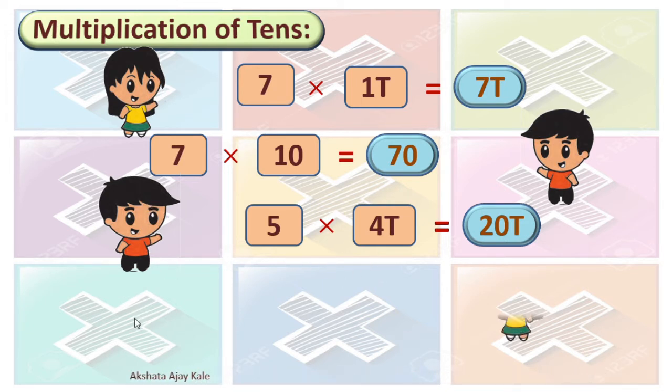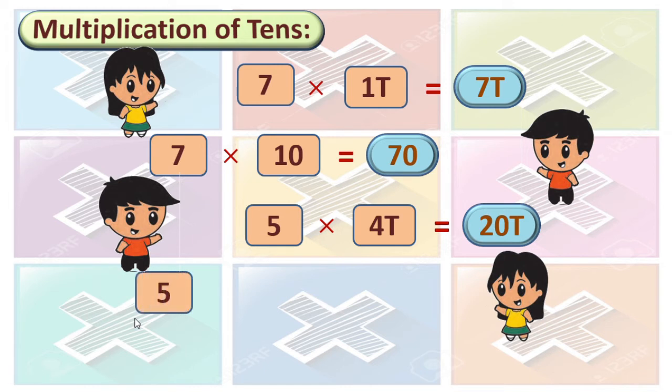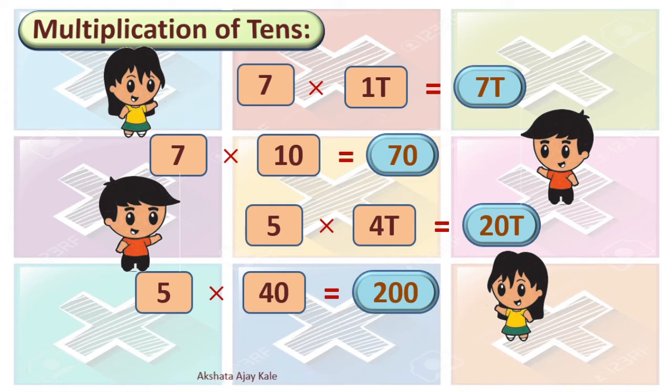Sonu writes in another way. 5 remains as it is, multiplied by 4 tenths is nothing but... Yes, dear children, tell me. Help this Sonu. 5 fours are how much? 20 and one more 0, 200. Correct? 20 tens: we are going to put 1 zero in place of t, isn't it? T means 10, right? So we can write like this.